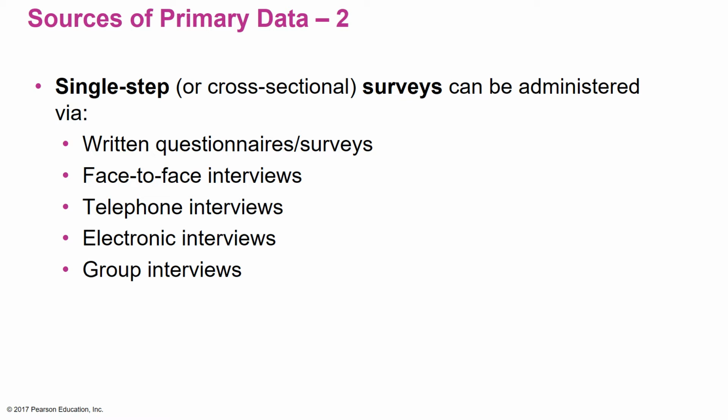Okay, so say you're going to use single-step or cross-sectional surveys. You can go about this in many different ways. Not an exhaustive list, but some of the common things. So written questions and surveys. In the old days, that was pencil and paper. These days, we have different software and services to assist us with this. I transitioned from pencil and paper surveys to electronic surveys through SurveyMonkey, and have since moved on from that to Qualtrics.